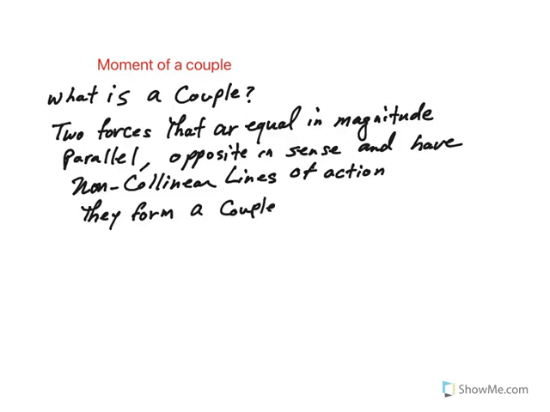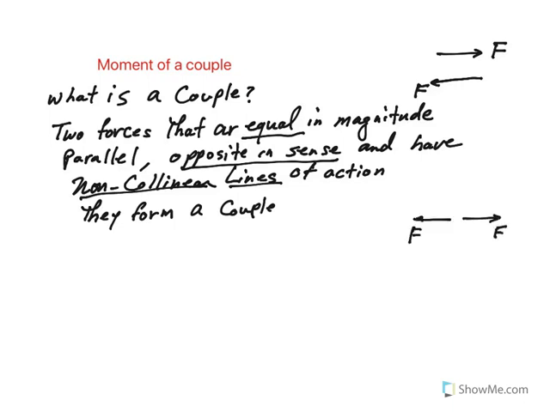So two forces that are equal in magnitude, a force like this and a force like this, they are parallel, equal magnitude, and opposite in sense, and they have non-collinear lines of action. So they are not on the same line. Because if you have something like this, two forces that are equal and parallel, but they are on the same line of action, the line of action is right here. But see, this is what we call a non-collinear line of action. So this is not a couple. This is not a couple. But this is a couple.